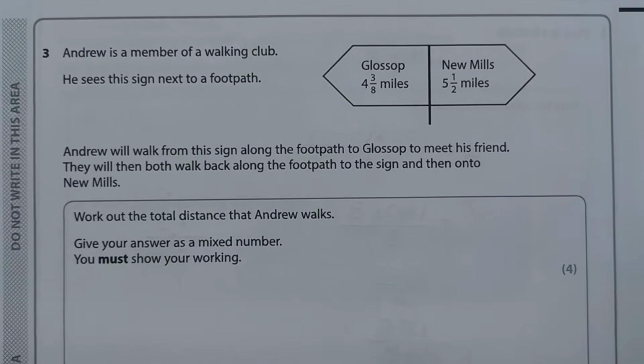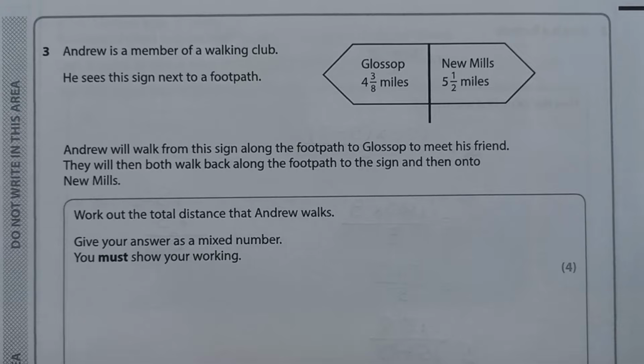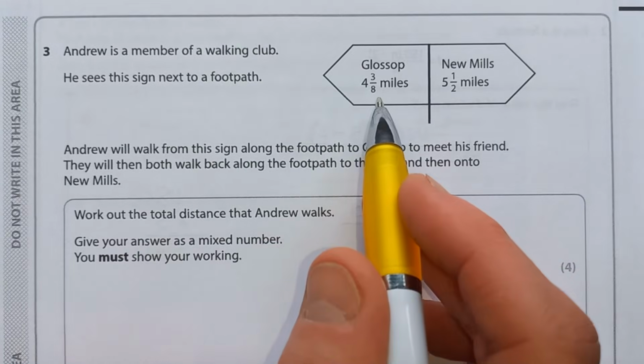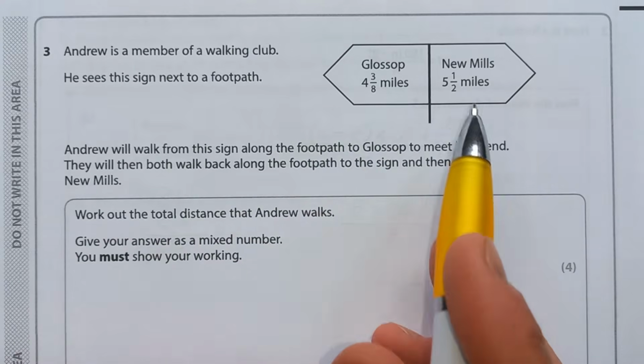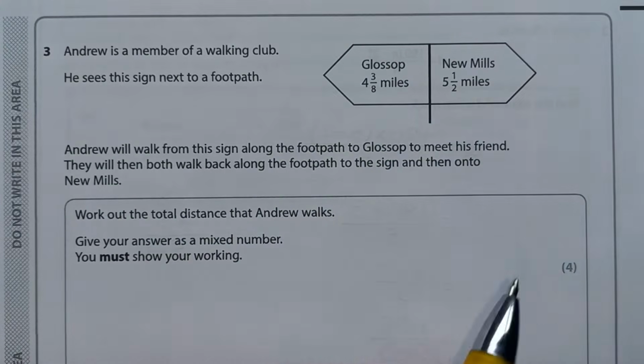Okay, question 3. Andrew is a member of a walking club. He sees this sign next to a footpath. So I've got this sign here. Glossop, 4 3/8 miles that way to the left, and New Mills, 5.5 miles to the right.